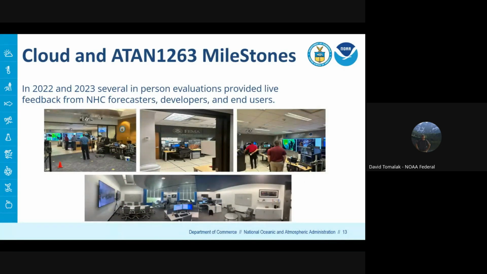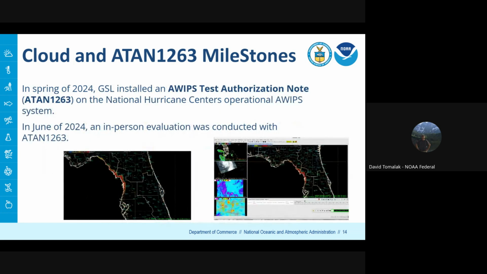In 2022 and 2023, the Hurricane Center conducted several in-person evaluations. The goal of these evaluations was to obtain live feedback from the National Hurricane Center, forecasters, developers, and other stakeholders during a live event. Let's go to the next slide.